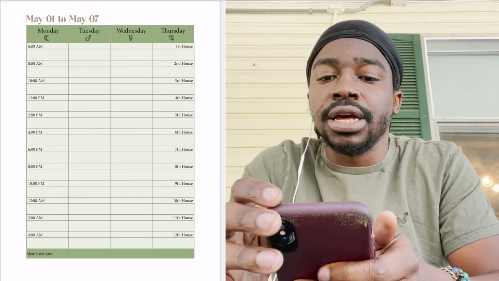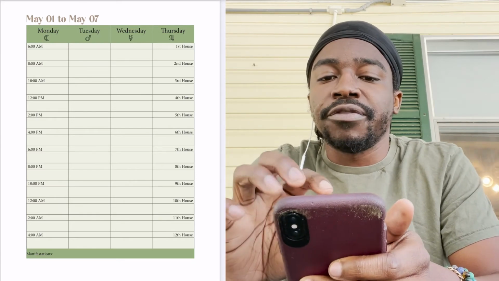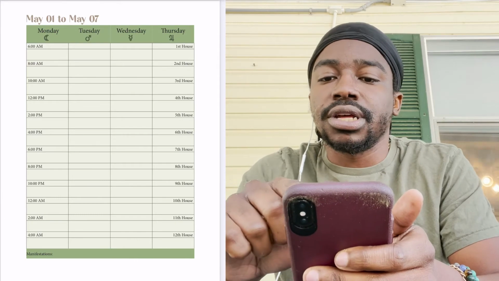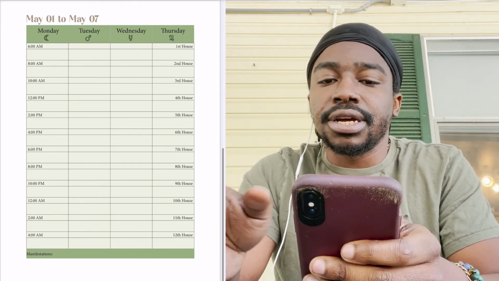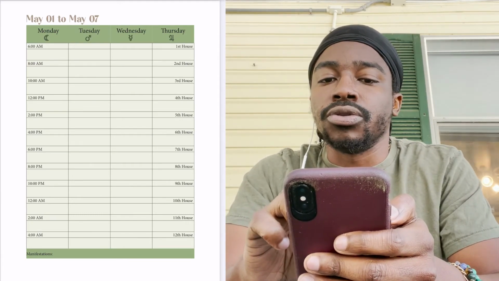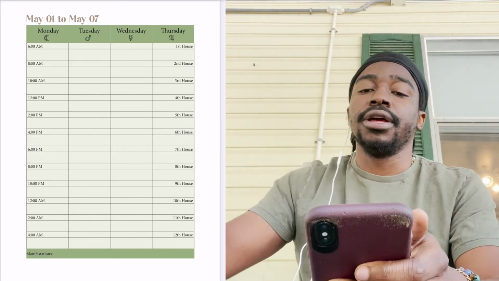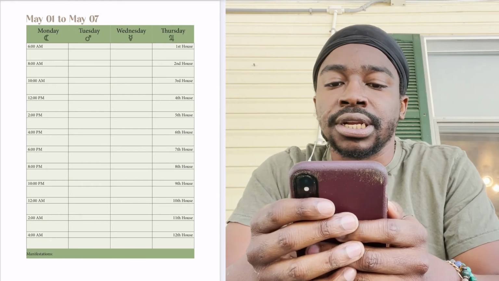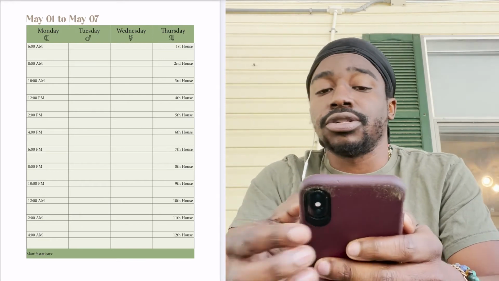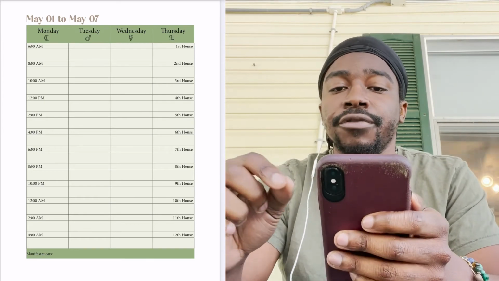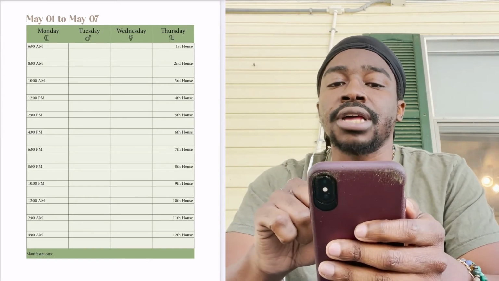As we see at the top, of course, we have May 1st to May 7th. And then we have Monday, Tuesday, Wednesday, Thursday, Friday, Saturday, Sunday, and the sigils underneath each, the planet for each day. The only thing that's different is the time slot. So if you're a person who wants to keep a time schedule and time stamp for your day, I have these time stamps right here.